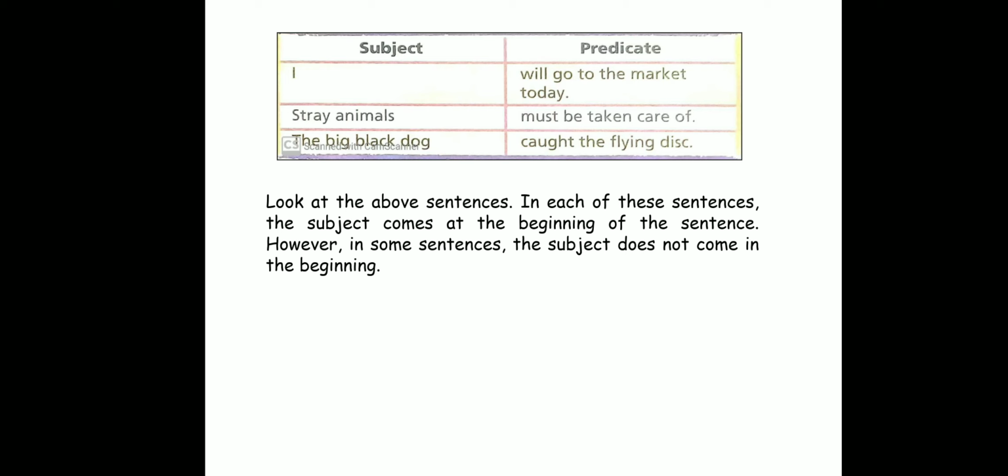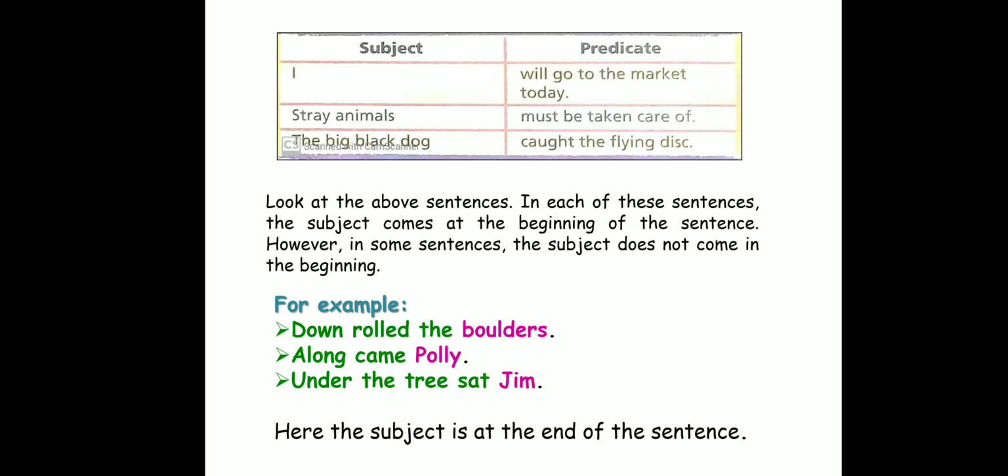Let's read this. Look at the above sentences. In each of these sentences, the subject comes at the beginning of the sentence. However, in some sentences, the subject does not come in the beginning. So, till now I have done the simple kind of sentences with you. In these sentences, subject comes first and then comes the predicate. So subject is first, then predicate follows the subject. But you might sometimes come across some sentences where predicate comes first and subject comes later on. So first you will see predicate, then you will see subject. Let us look at some examples.